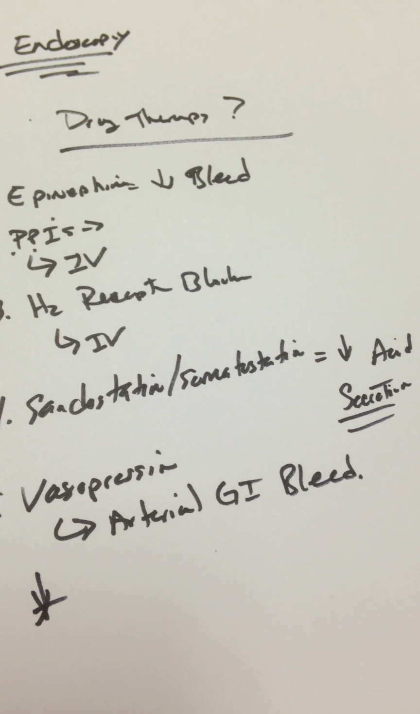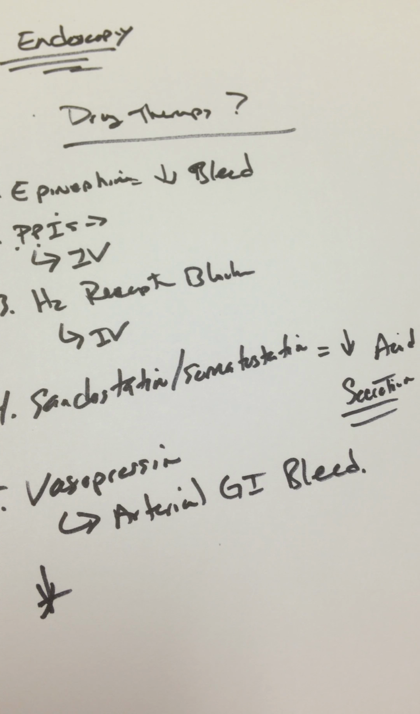You're going to tell them to avoid NSAIDs, aspirin, and corticosteroids, if at all possible. And if they do need to take their NSAIDs or aspirin or their corticosteroids, please tell them to take them with meals, and to also take them with their proton pump inhibitor or their H2 receptor blocker to decrease the likelihood of them getting a GI bleed or ulcer. Okay?